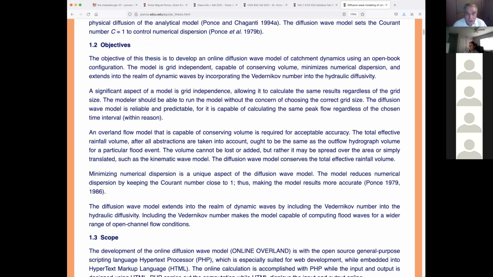Okay, so the objective is to develop an online diffusion wave model of catchment dynamics. I should mention to you, if I haven't mentioned this yet, that 10 years after the writing of my paper, I met a person in Monterrey, Mexico. I was in Monterrey, Mexico for a conference. They invited me, and I met this gentleman, and we got into talking.